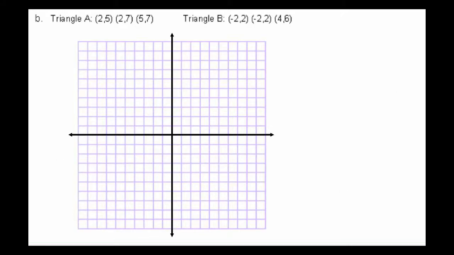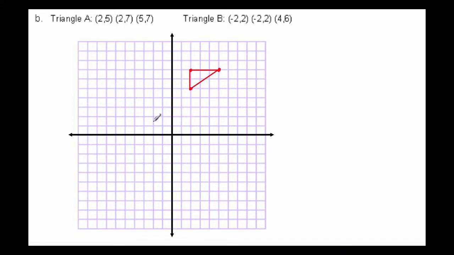Okay, let's plot our points again for the first triangle. Over 2 and up 5, over 2 and up 7, over 5 and up 7. Okay, we can see that this is going to make a right triangle with a rise of 2 and a run of 3. So that gets our slope already. Okay, let's do the other triangle.